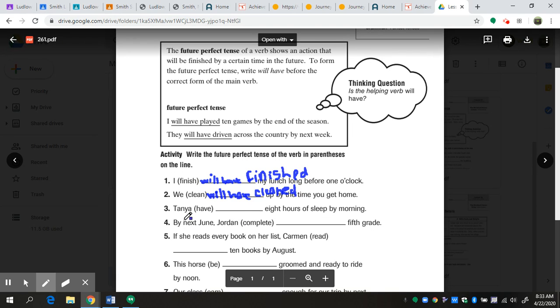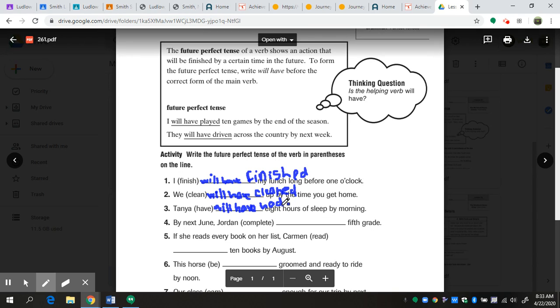And Tanya blank 8 hours of sleep by morning. So once again, will have. Now, don't get confused by the fact that we have have as our main verb. Don't let that confuse you. We're still following the exact same formula. What is the past tense of have? Had. So will have had 8 hours of sleep by morning.